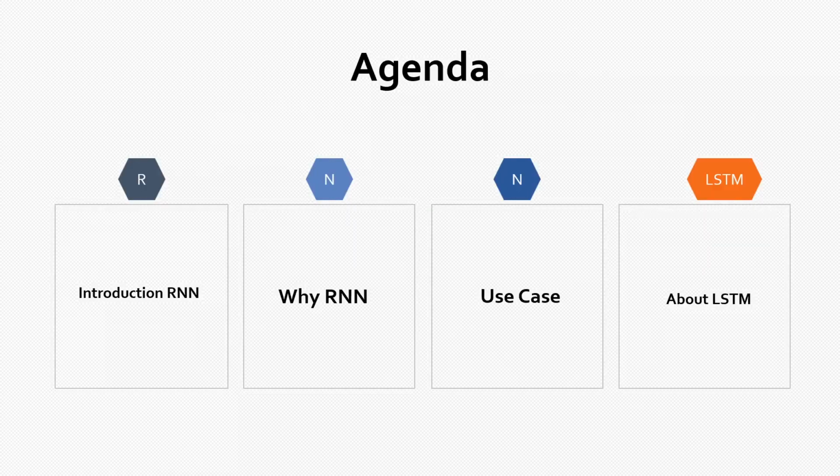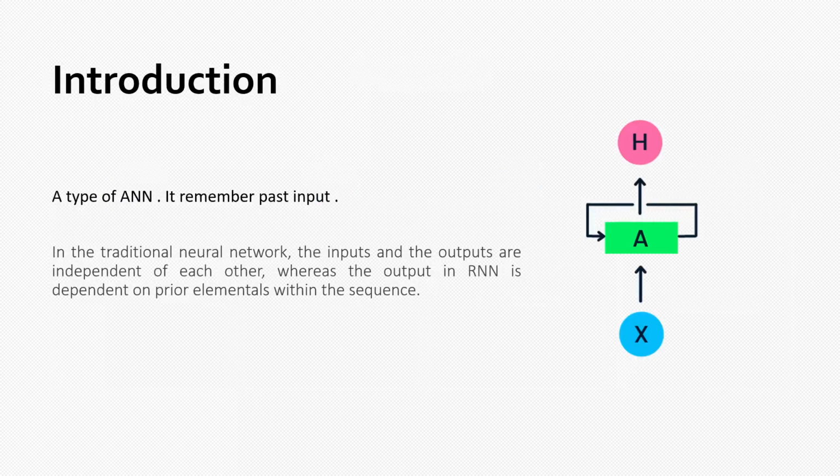Today I want to cover the introduction of RNN, why we use it and why it is important, real-time use cases of RNN, and finally we'll talk about LSTM. First of all, RNN is a family of neural networks, and the biggest modification is that RNN works specifically with sequence data.